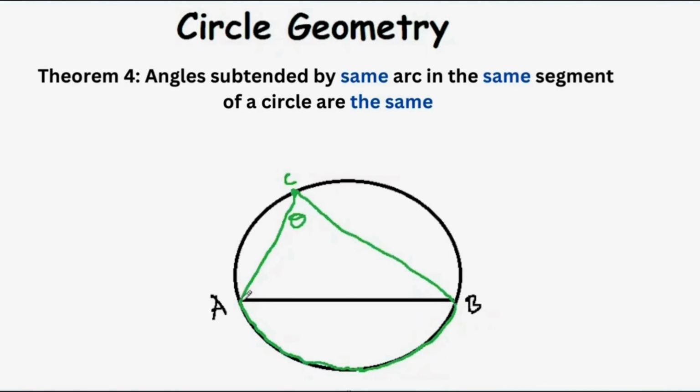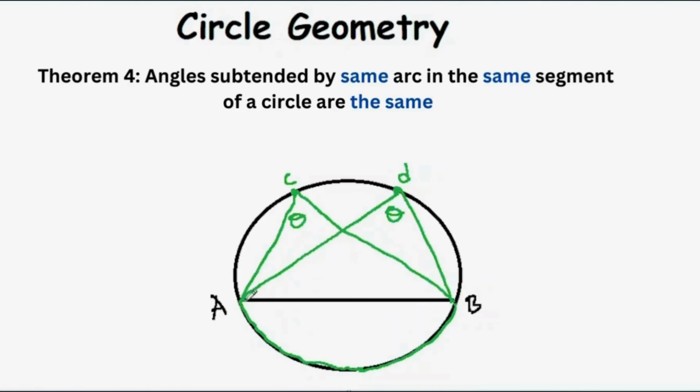We have another line from the same point A, and let's label this point D. This is another point on the circumference, and another line comes from B to join D. So we have another angle here, and this angle is theta. Why? Because both of them are in the same major segment.